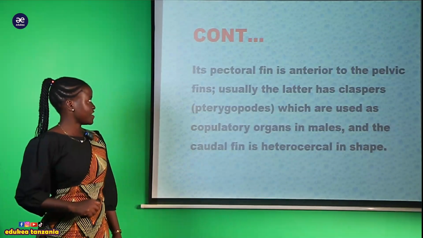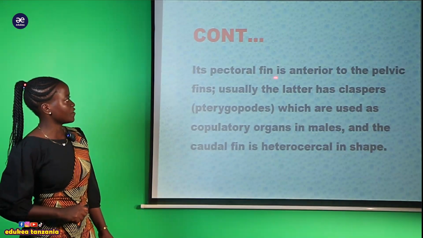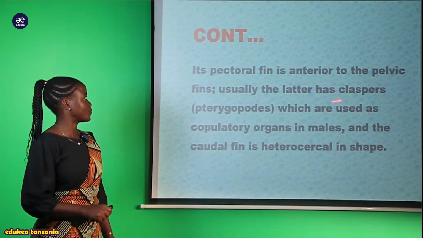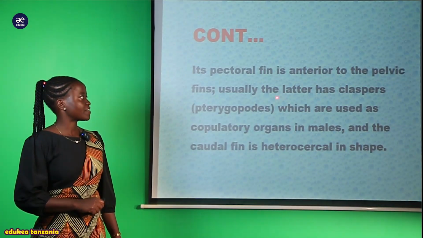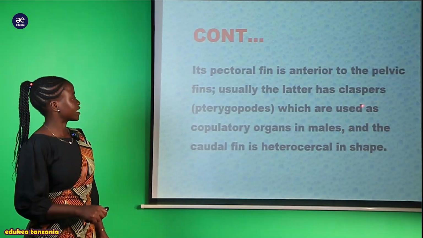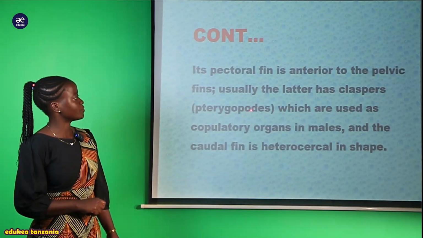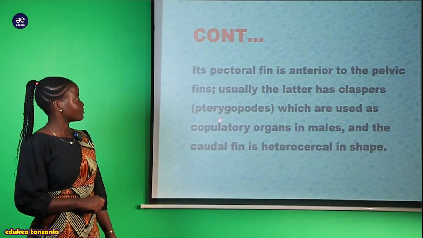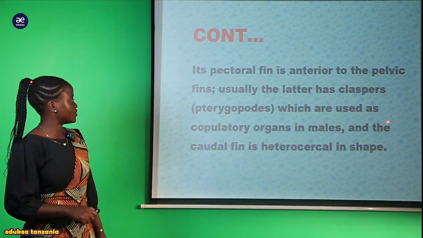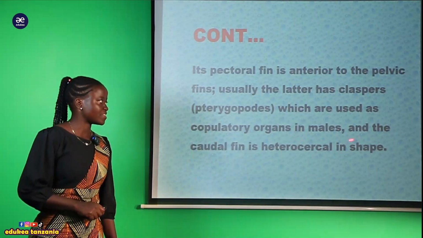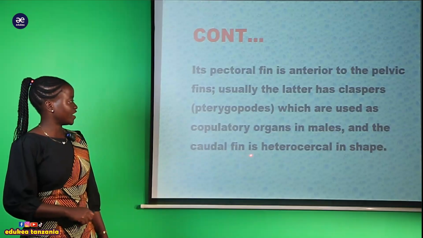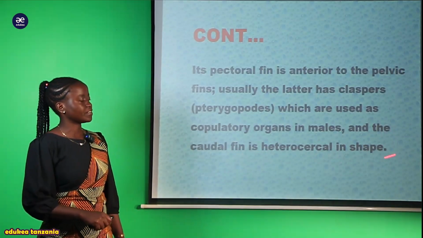And also we can say that its pectoral fin is anterior to the pelvic fins. Usually the latter has claspers, tunaita pterygopods, which are used as copulatory organs in the male, and the caudal fin is heterocercal in shape.